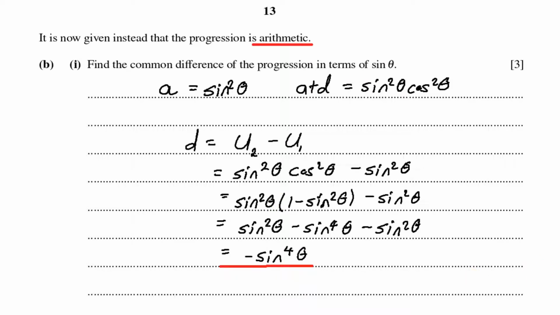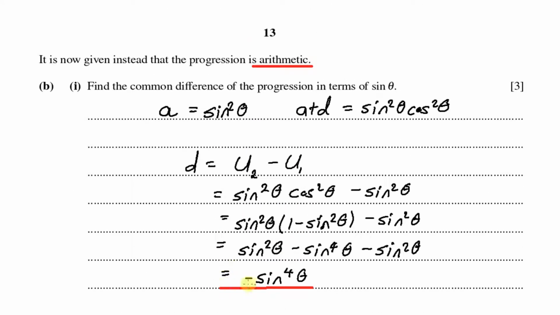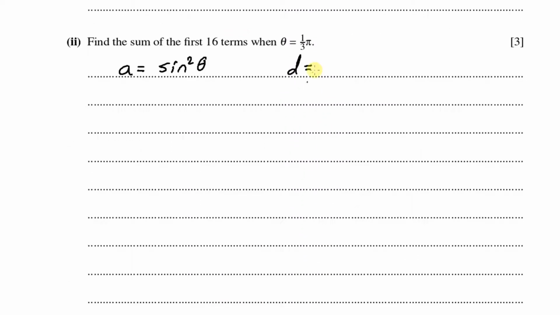Let's go to part 2. Find the sum of the first 16 terms when theta is equal to a third pi. So here we're looking for the sum of terms of an AP. And what do we have? We have the first term, that's A, as sine squared theta. And we also have the common difference, that's D, which we obtained in part 1. So D in this case is minus sine to the power 4 of theta.